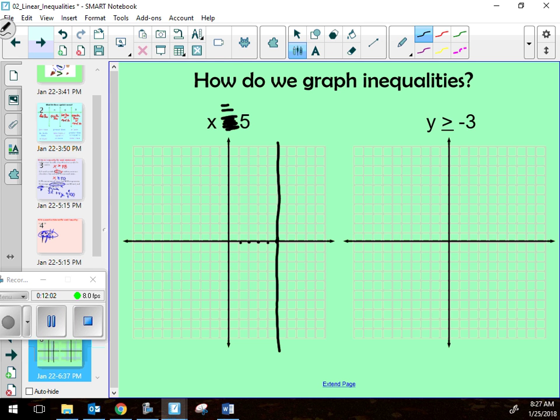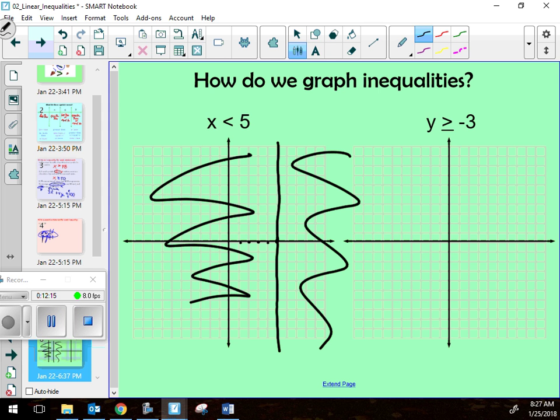So how do we graph x is less than 5 then? You start by graphing x is equal to 5, and then you think about the statement. It says less than 5. Is it the left side or is it the right side? Which side is it that we're supposed to graph? Say it. You know it. Left side. Good. So it's the left side.